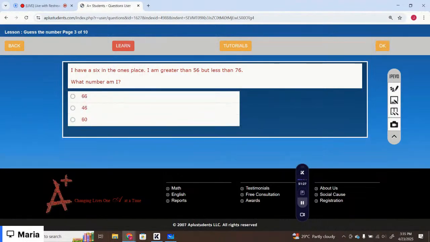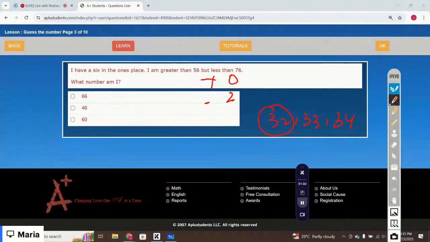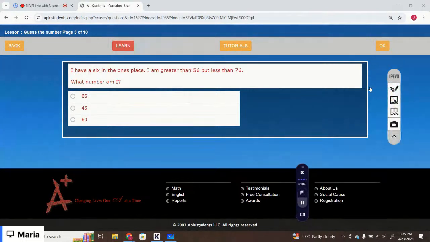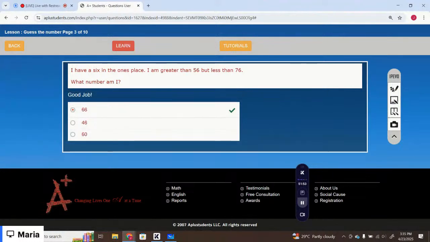I have a 6 in the ones place. I'm greater than 56 but less than 76. So the ones digit is 6. The numbers are between 56 and 76. So between 56 and 76, we have 66 as the number that has 6 in the ones place. So option number 1 is the correct option.